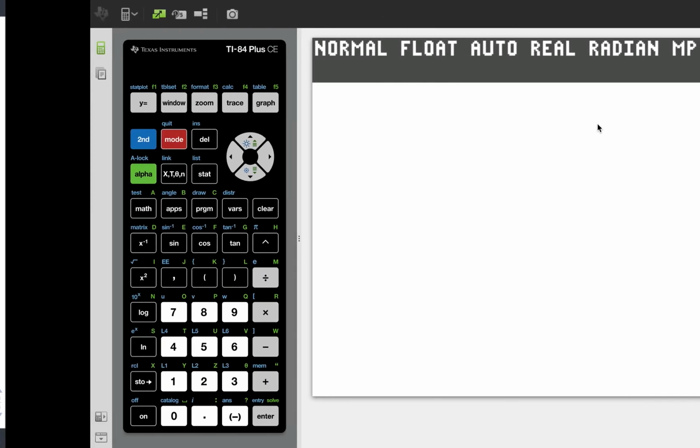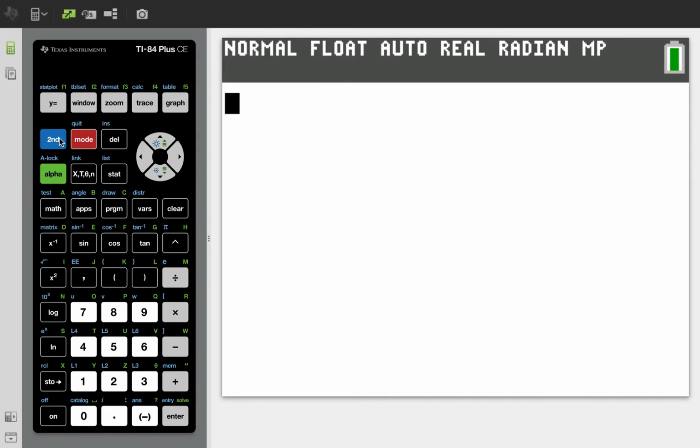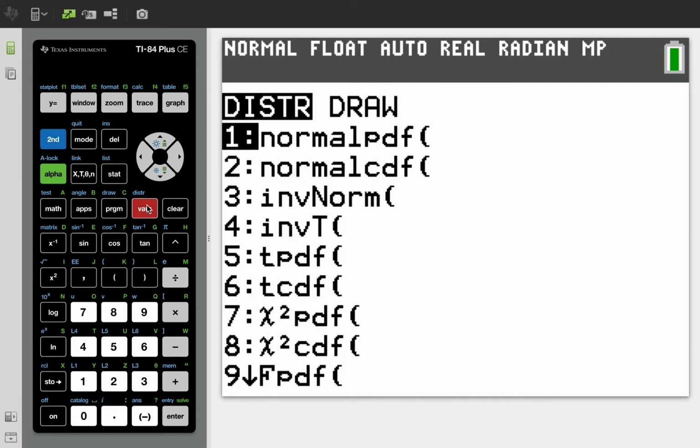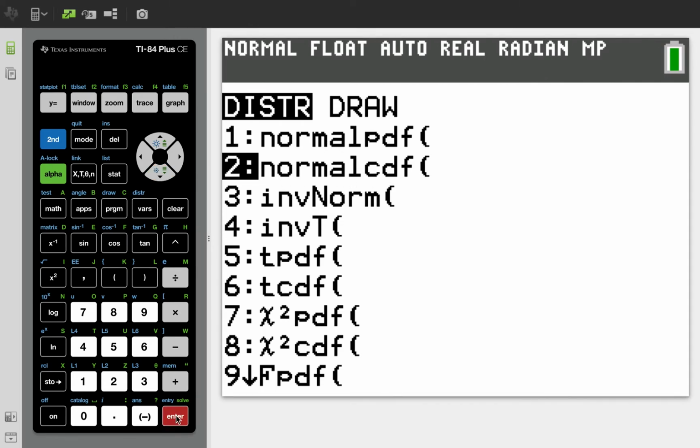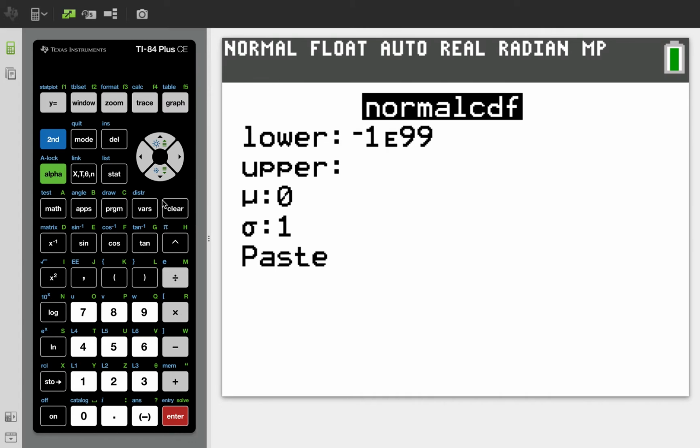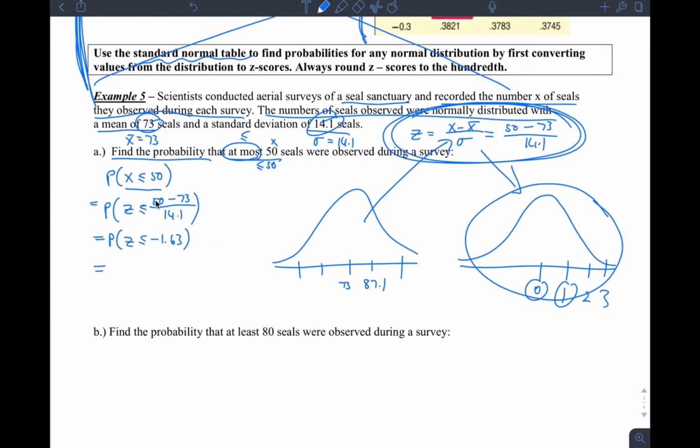So if I go to my calculator, you just do this. You say second and distribution. Okay, and then we go to normal CDF, normal cumulative density function. Okay, and we're going to say lower bound. So if I go back here, say what is the lower bound? What is all the way on the left of negative 1.63?